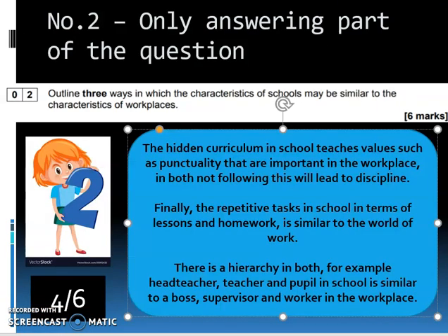So question number 2 was asking you to outline 3 ways in which the characteristics of school may be similar to the characteristics of the workplace.